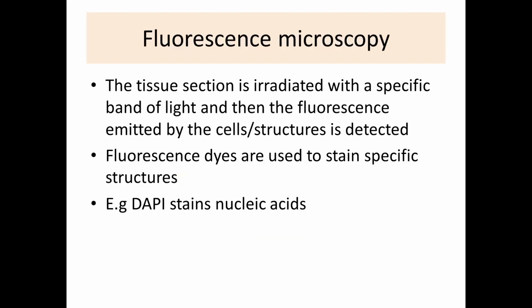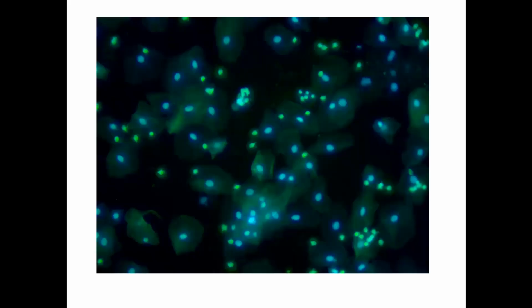Now let us look at a different type of microscopy which we call fluorescence microscopy. In this type, the tissue section is irradiated with a specific band of light, and then the fluorescence which is emitted by the cells or structures is detected. Fluorescence dyes are used to stain specific structures. For example, a stain called DAPI is used to stain the nucleic acids of a nucleus blue. Here you see some cell scrapings from the cheek which have been stained with DAPI, and you can see the nuclei colored in blue. So this is a fluorescence micrograph.